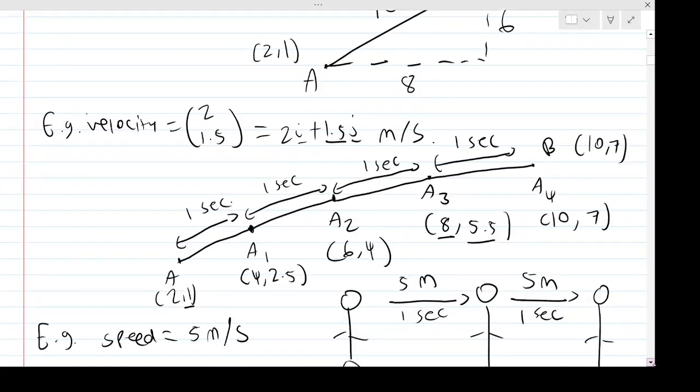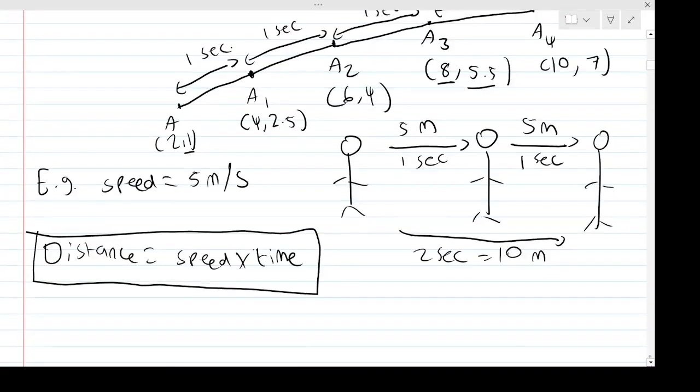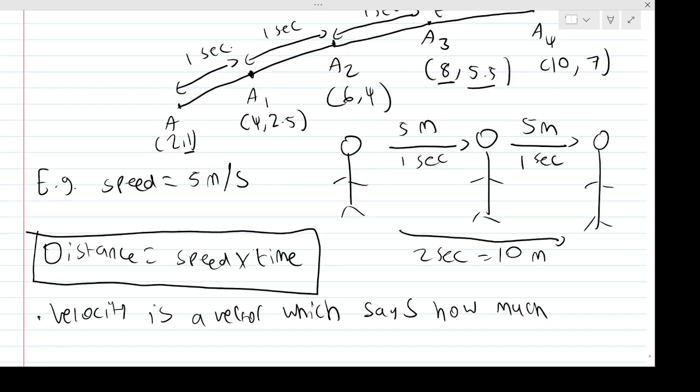Okay, and so therefore velocity is a vector again. So velocity is a vector which says how much I need to move by every time t, okay? It could be seconds. If it's meters per second, it could be per minute, it could be per hour, it could be whatever unit we want, okay? But for every unit, every time t in general, okay?